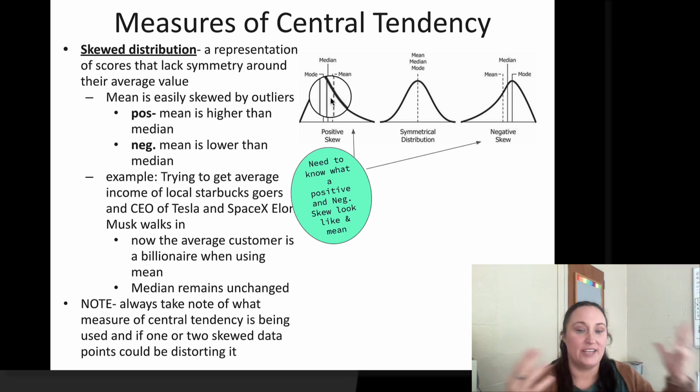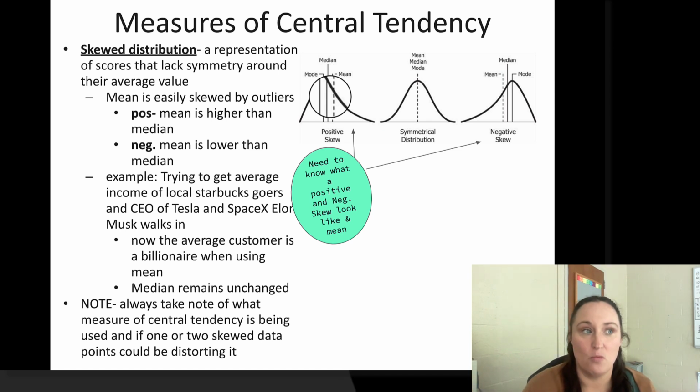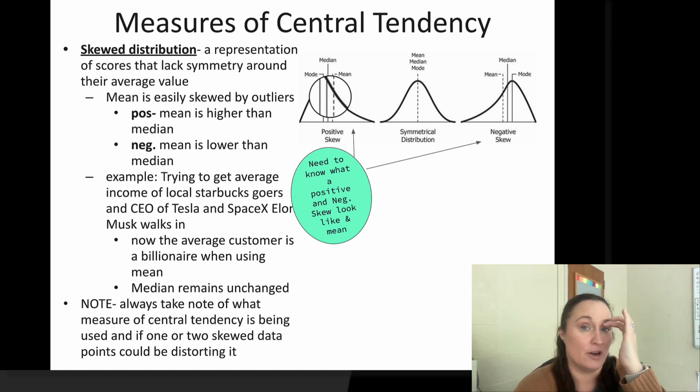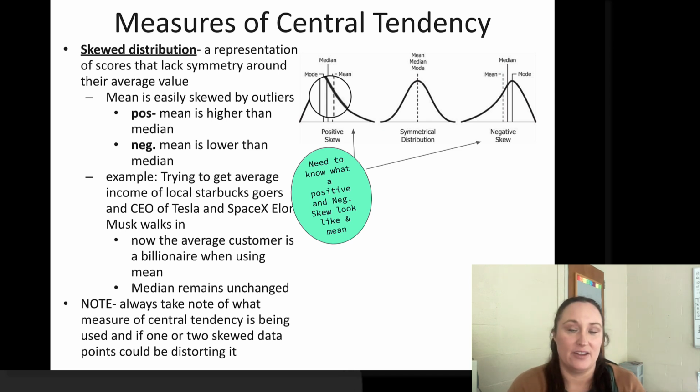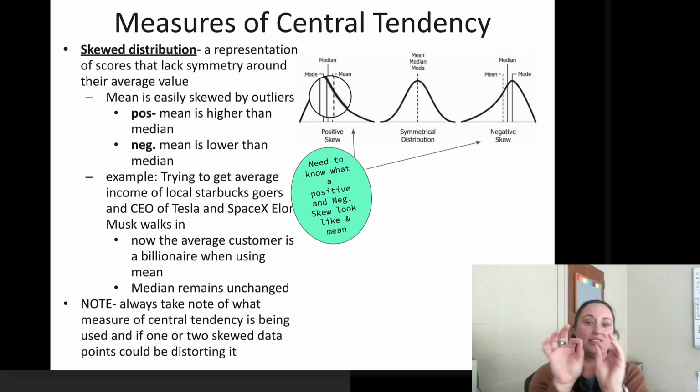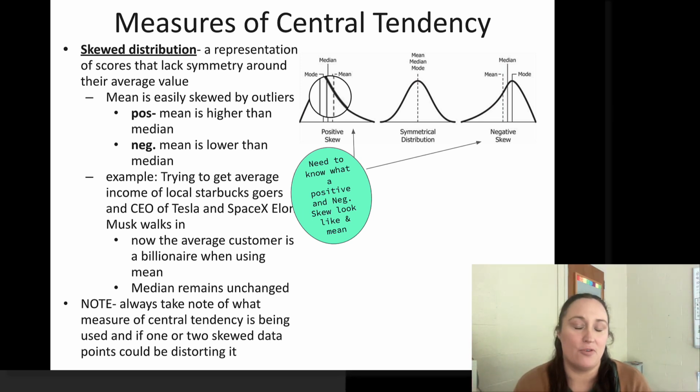If there's one data point, for example, Elon Musk walking into Starbucks, what's the average income? That's going to change dramatically when Elon Musk randomly walks into your local Starbucks, right? So everyone now is a billionaire. With the median, when you're trying to find the middle, you start with the highest and the lowest, and you move each data point in to find the middle. That's not really going to be thrown off by Elon Musk walking into that restaurant. So that's going to be a lot more meaningful, more reliable. Always take note if there's some sort of skewing of the data.